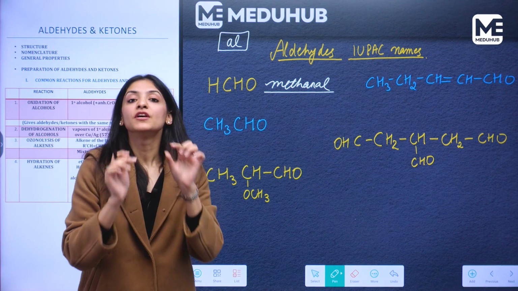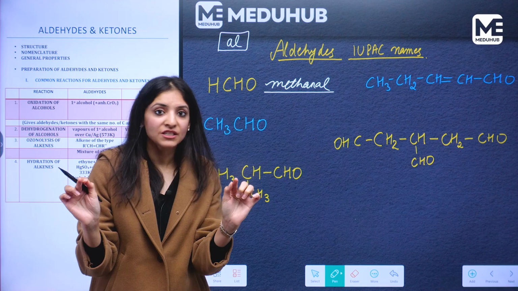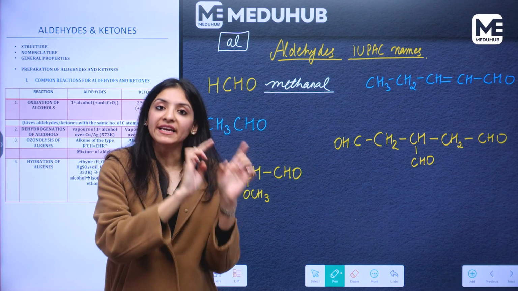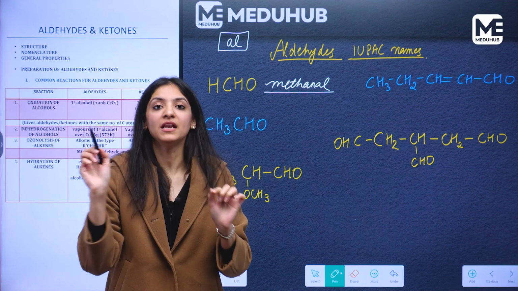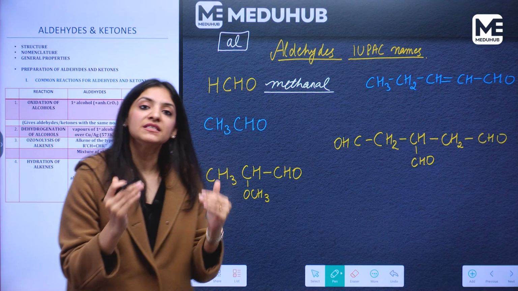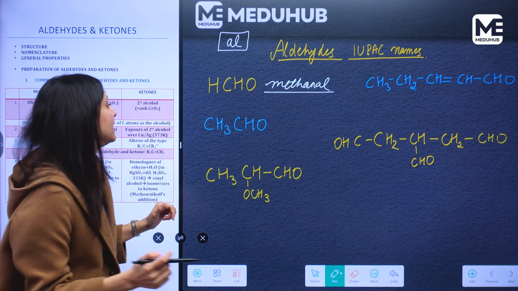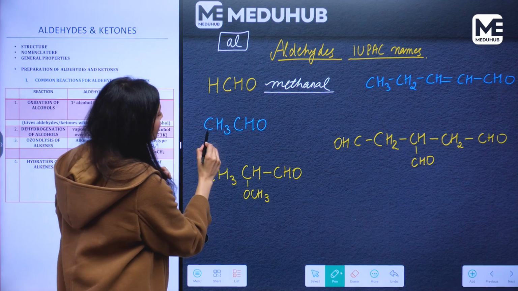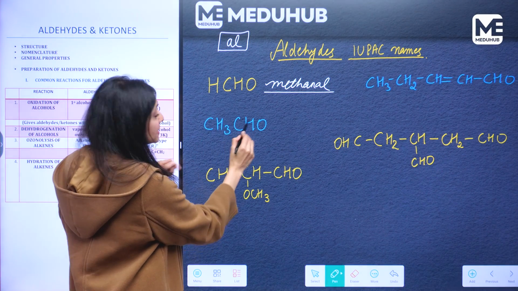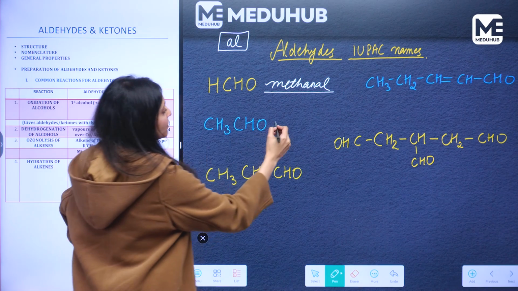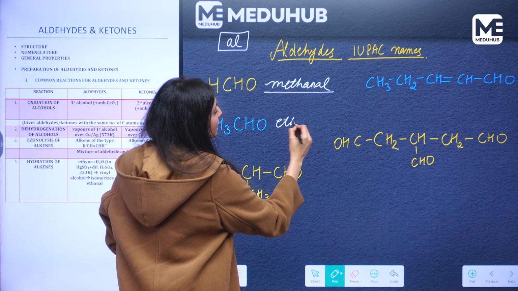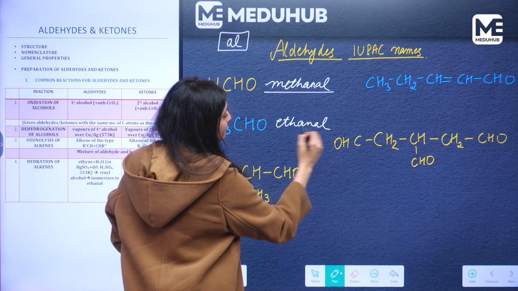So what happens? You see the number of carbon atoms in the chain. You see which alkane it is derived from. Drop the e of that alkane and add al as a suffix to it. This gives you the IUPAC name of this aldehyde. Coming here, now this has two carbons, CH3CHO. This is derived from ethane. So the aldehyde will be called ethanal.